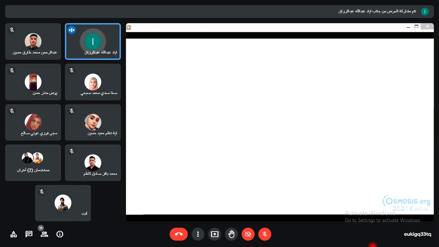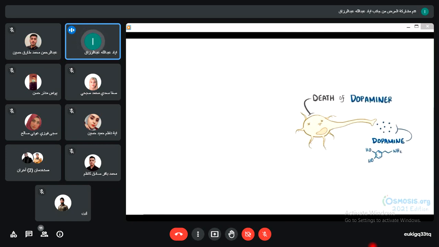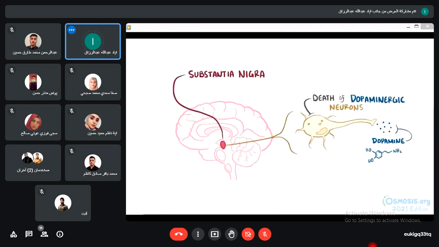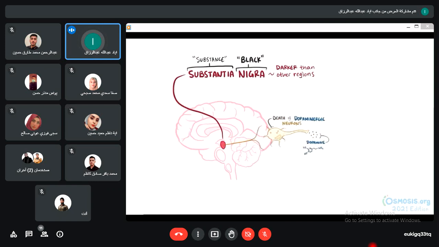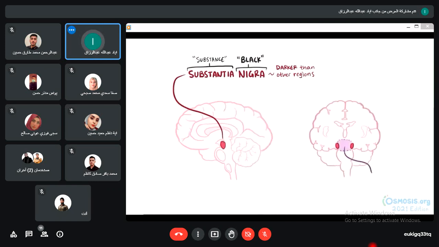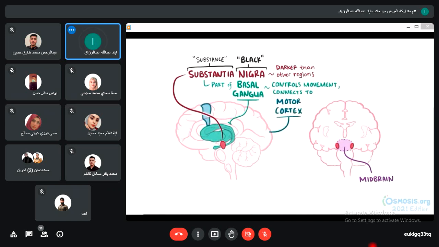No matter what the cause is, Parkinson's derives from the death of dopamine-producing or dopaminergic neurons in the substantia nigra. The name substantia nigra means black substance, since it's darker than other brain regions when you look at a slice of the brain on an autopsy. We usually refer to the substantia nigra as if it's a single location. There are actually two of these regions in the brain, one on each side of the midbrain. The substantia nigra is a part of the basal ganglia, a collection of brain regions that control movement through their connections with the motor cortex.